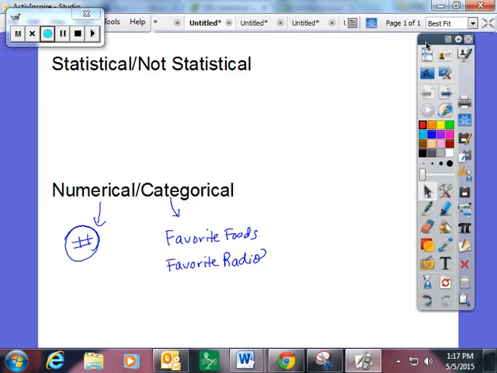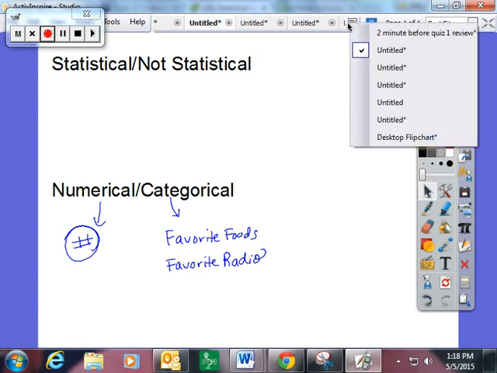The second thing we worked on was numerical and categorical data. Numerical data can be answered with a number. Categorical data, you have to categorize. So, for example, questions on favorite foods or favorite radio stations, those answers can be categorized. So that was lesson 1.